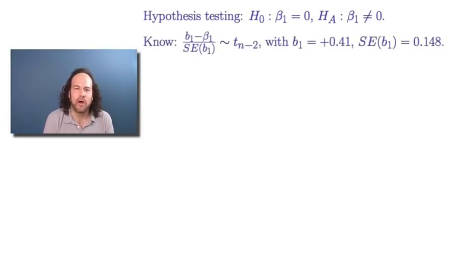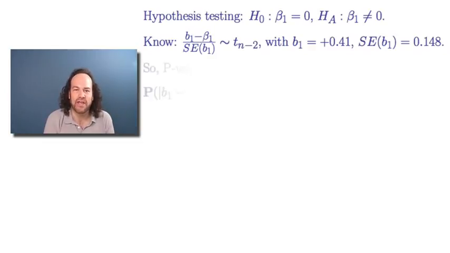Well, remember what we know. We know that if you take the observed B1 minus the true value beta 1 and divide by that crazy standard error for B1, that has approximately a t-distribution with n minus 2 degrees of freedom. And we already know that in this case, the B1 was plus 0.41, and what we just worked out was that that standard error of B1 from that crazy formula was equal to 0.148. So now we know how to compute a p-value too.